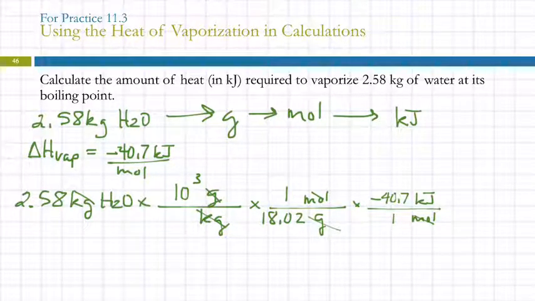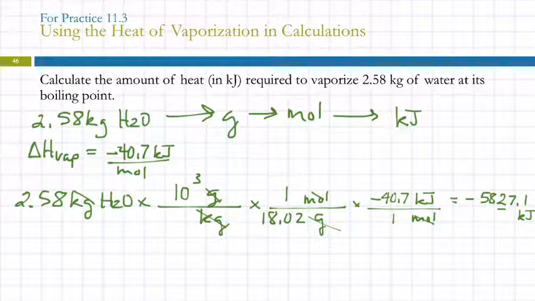So we get a number, minus 5827. How many significant figures? 3. So I'm going to write down 1 extra, and the unit there would be kilojoules.